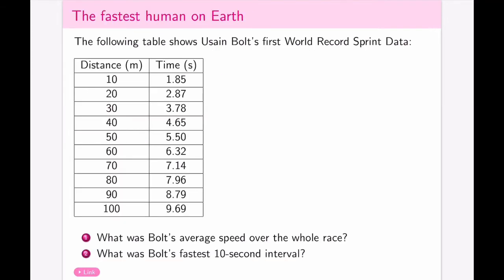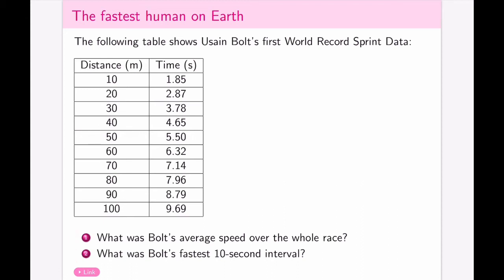Let's take a look at another interesting example. The fastest human on Earth. The data in this table below is from Usain Bolt's first world record sprint. So the data is given to us in terms of the 10-meter split in distances, and the time that's being recorded corresponds to when Usain Bolt was at that particular distance. So we can see that he ran 100 meters in 9.69 seconds, but he was, for example, at 30 meters in 3.78 seconds. So there's two questions.